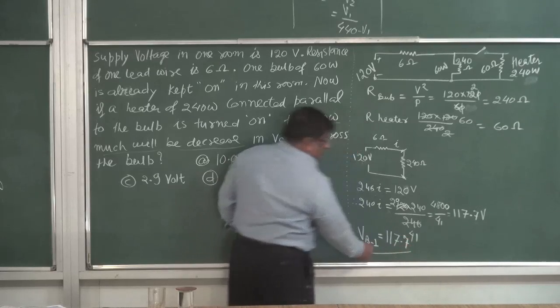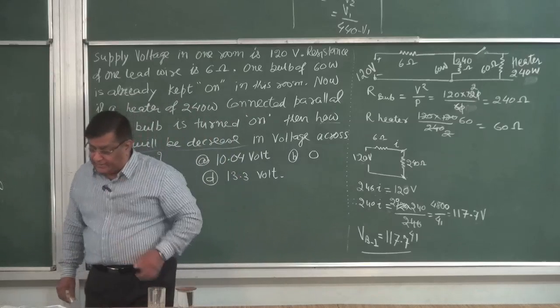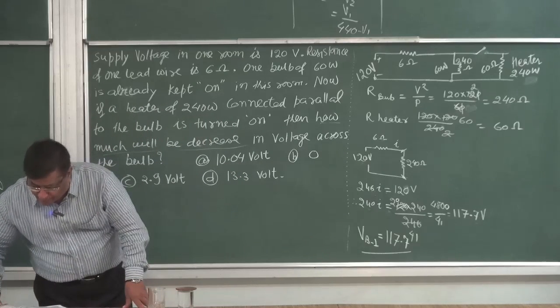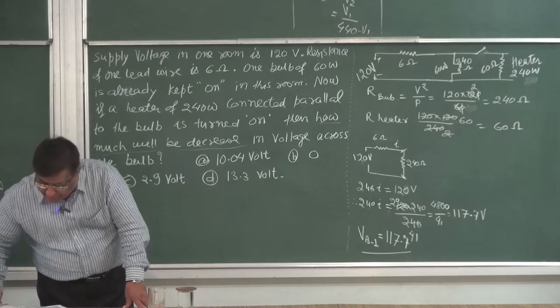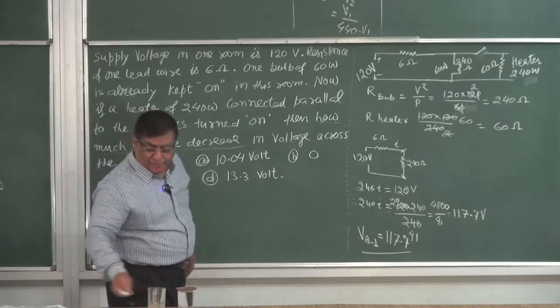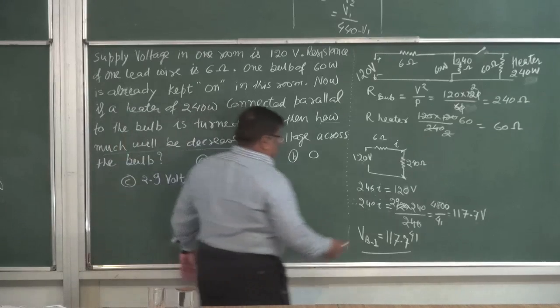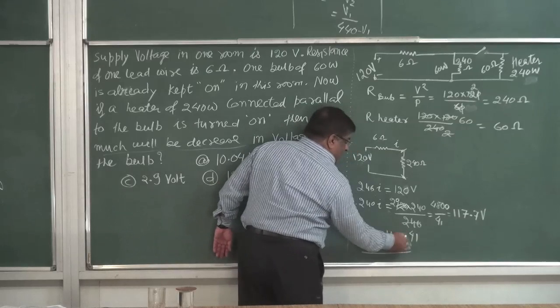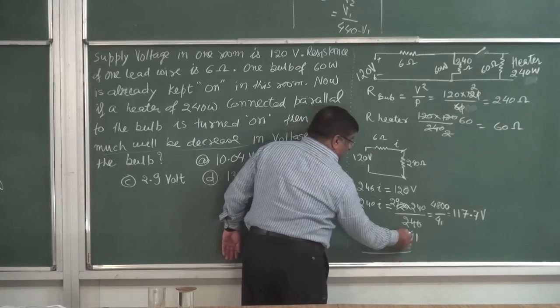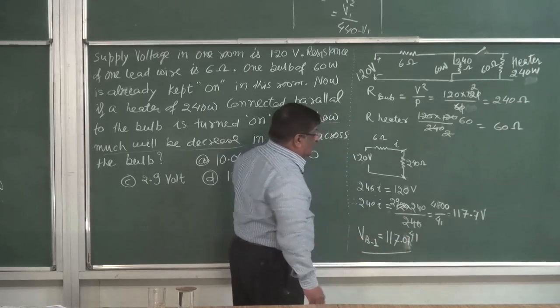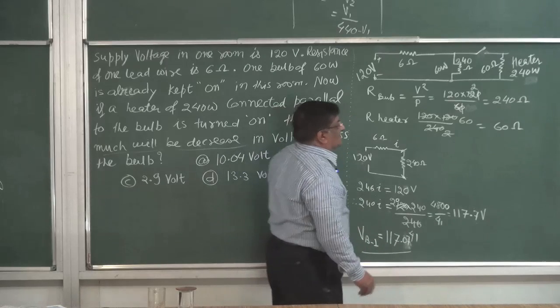Calculate it and see what you get. Is it coming the same? Okay, I will correct it. This is 117.07 volt. This is the voltage across the bulb in the first case.